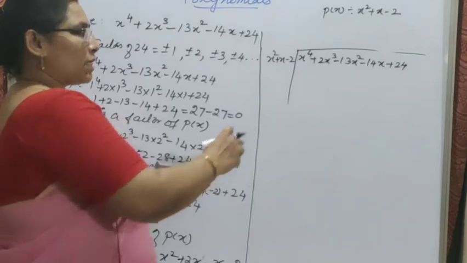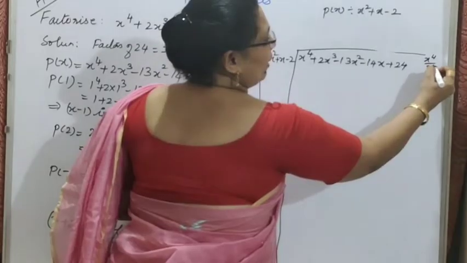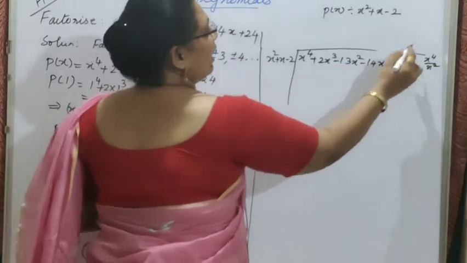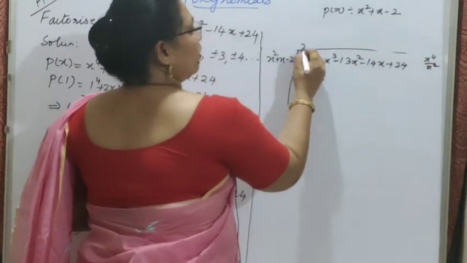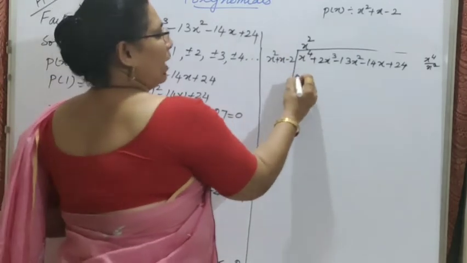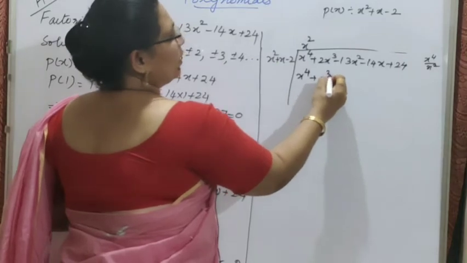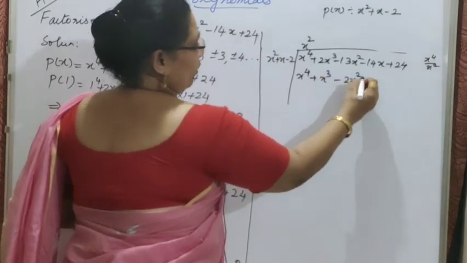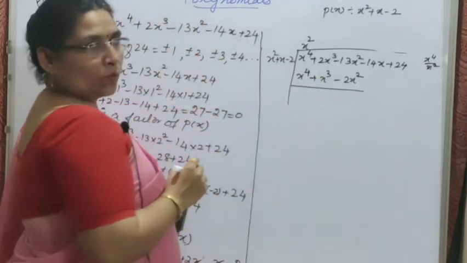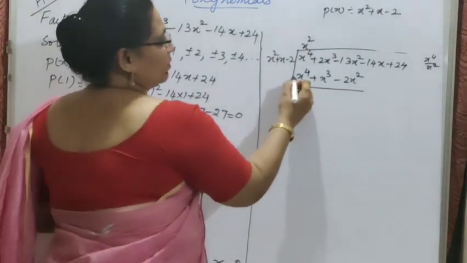Now it is x raised to 4 is the first term. So x raised to 4 to be divided by x square. What is the answer we are getting? x square. So we are writing on the top, that is the quotient, it is our x square only. Multiply x raised to 4, x square into x, it is x cube, then minus 2x square. No doubt, I think we have multiplied each term with the divisor. Now change your sign.